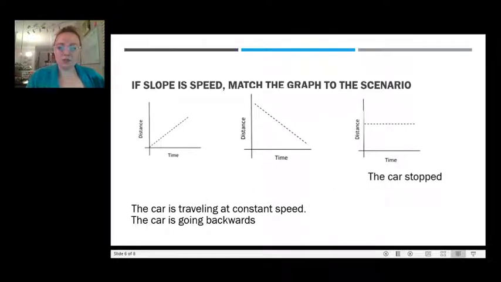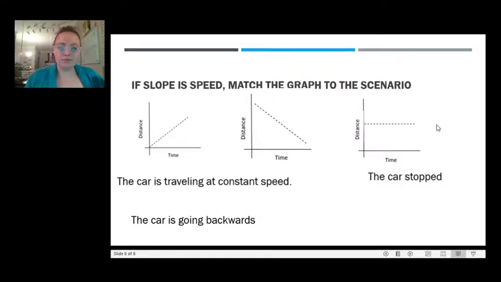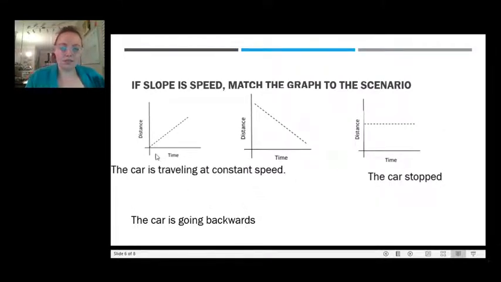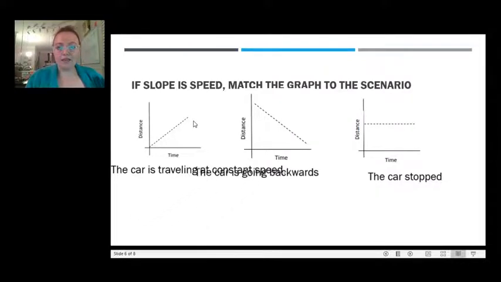If we're stopped, that means we're not moving, our distance isn't changing, that's when the slope is 0. If we're going a constant speed, we're getting increasingly further away from wherever we're starting over time, so it's going to be increasing. And as we talked about earlier, when the slope is decreasing, that usually indicates you going back to wherever you started.